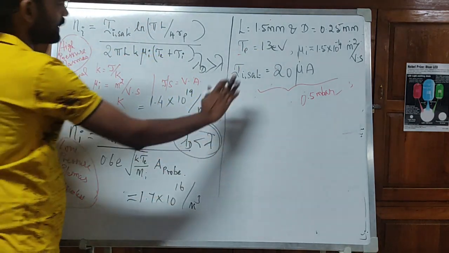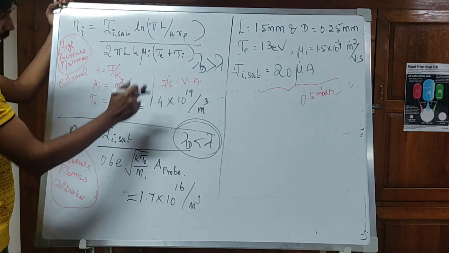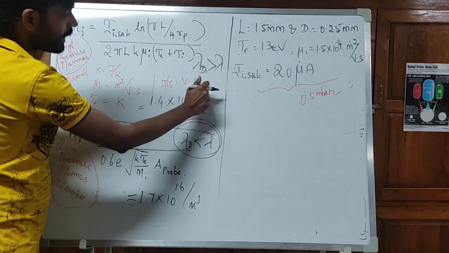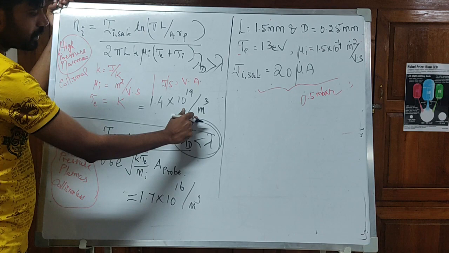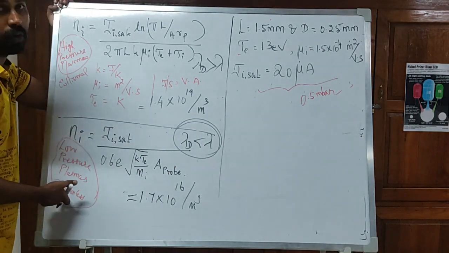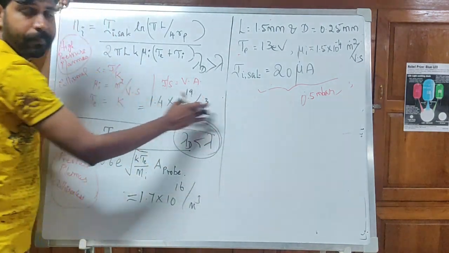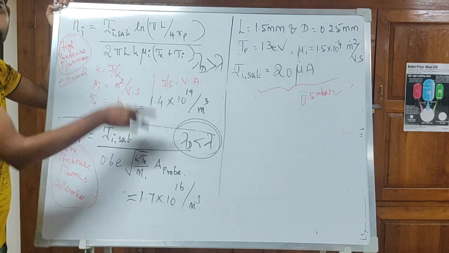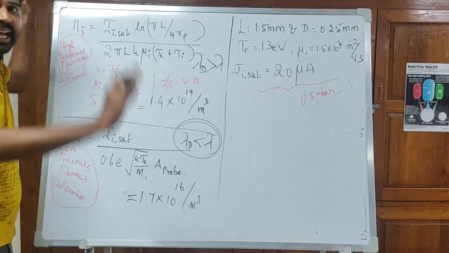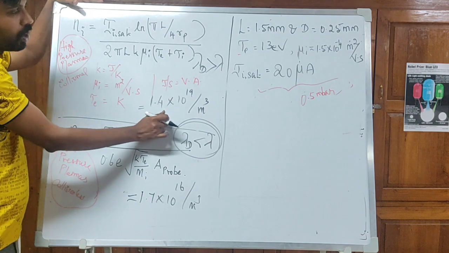Now, while plugging the same values into this equation, it gave out a value which is 1.4 times 10 to the power 19 per meter cube, which is way larger when compared to the number density obtained for collisionless theory. So, with the same values, when we plug into two different theories, they give out two results which are highly different from each other. There is a 3 order difference.